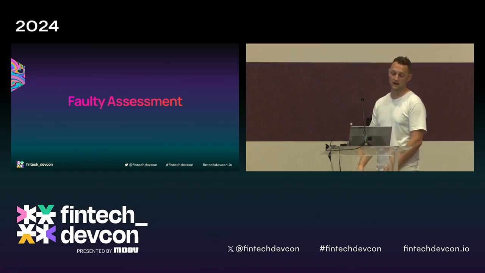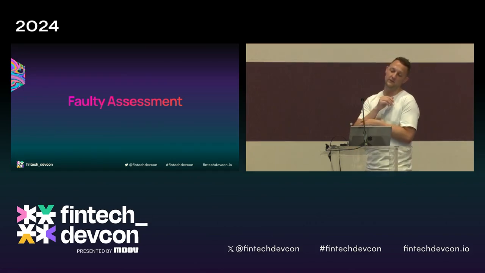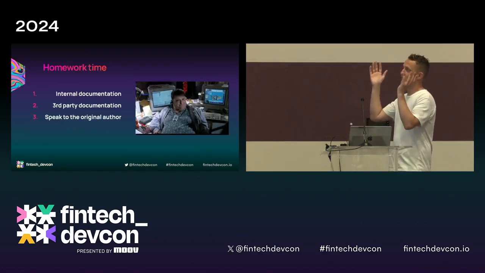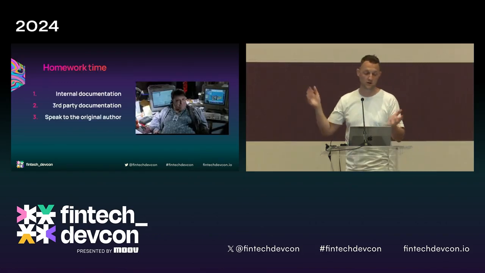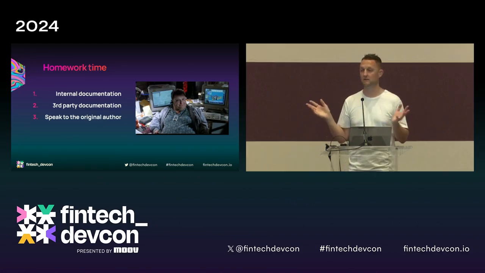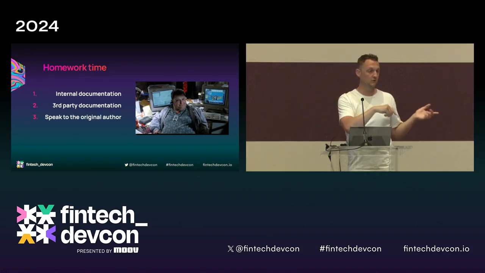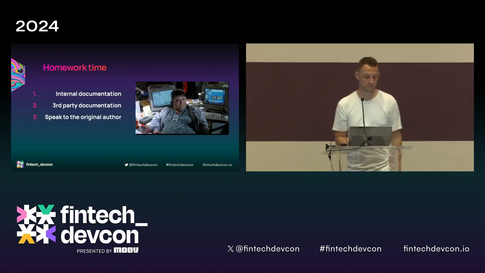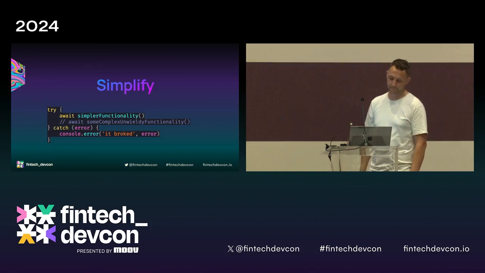Faulty assessment. This often arises when we've inherited functionality, or someone's left the team and they've created a knowledge gap. There's no glamorous way. This is just straight up homework. Consult any docs you can. Try to speak to the original author of the code during any handover period. If they've left the company, find out where, call them. Do what you need to do.